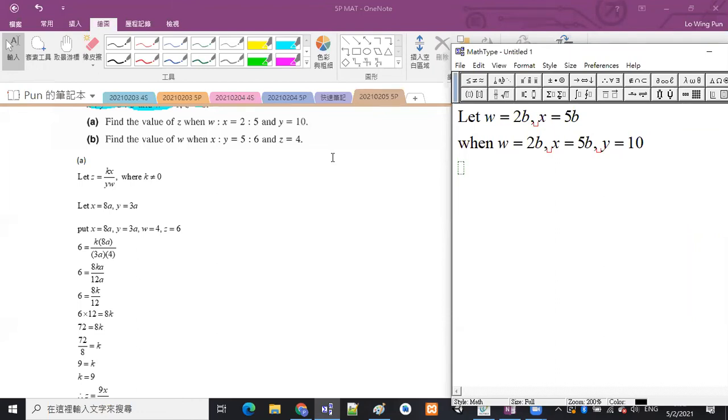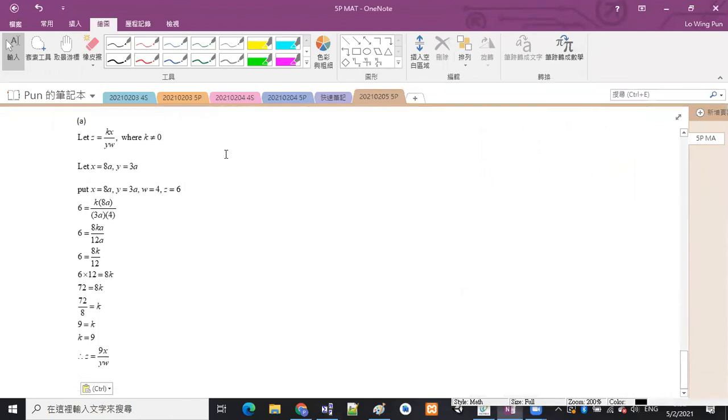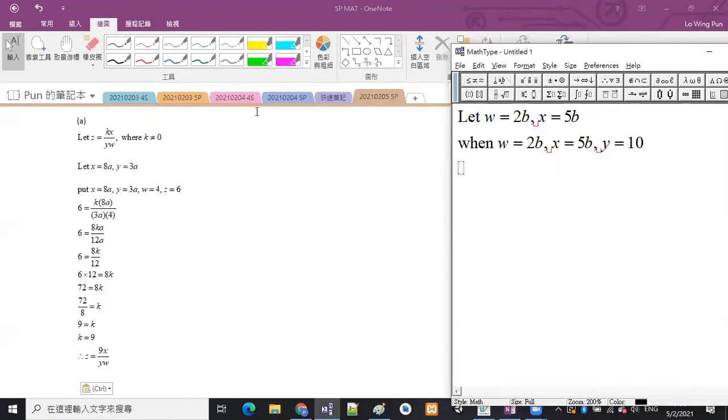Z is equal to 9X over YW. Z is equal to 9X becomes 5B over Y times W, which becomes 10 times 2B. Okay? And then it is equal to, so the upper part, 9 times 5B is 45B.